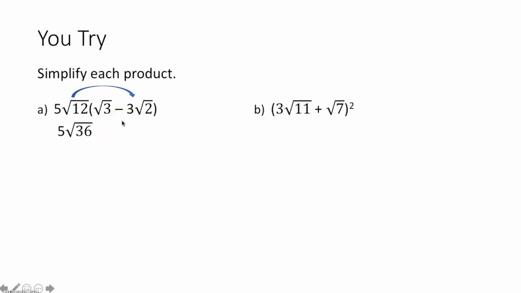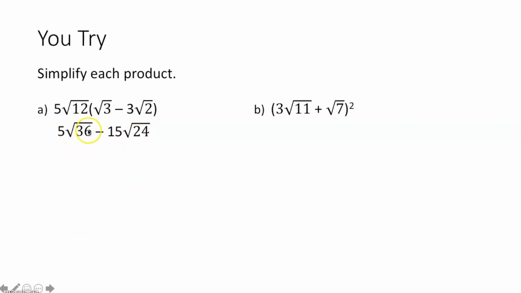When you distribute the 5 rad 12 to the negative 3 rad 2, you multiply what's on the outside of the radical together. So 5 times negative 3 gives you negative 15, and rad 12 times rad 2 gives you rad 24. Now we simplify this. So do we have like radicals? No, we do not. So we can't add these together or subtract these yet. What we do then is we simplify.